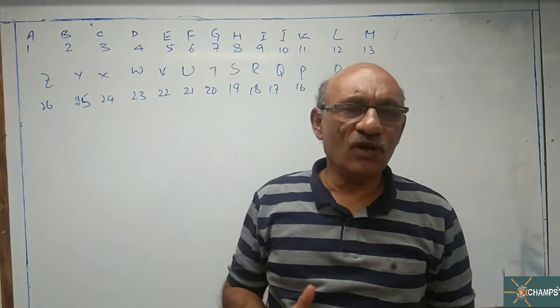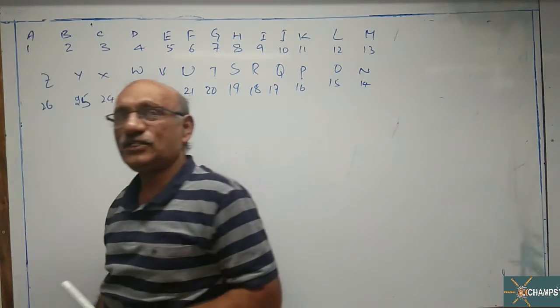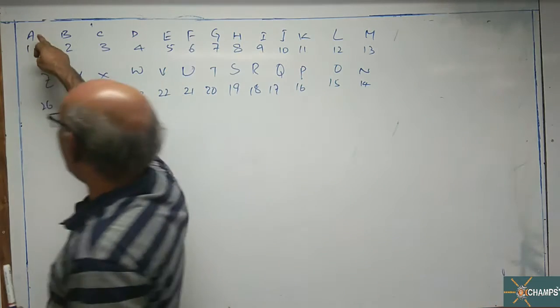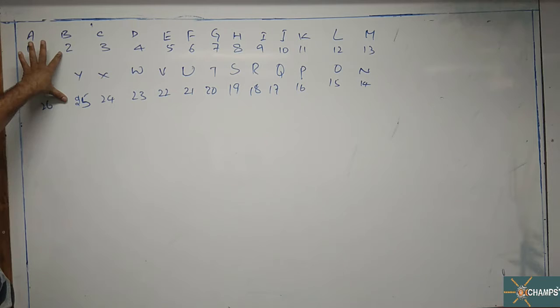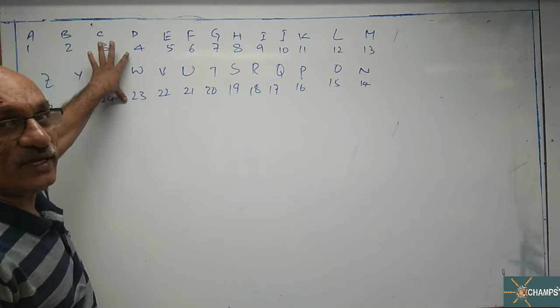What is the advantage of writing in this manner? English alphabets begin with A and end with Z. This column total is how much, sir? 27. Then this column total is 27. Column total is 27.